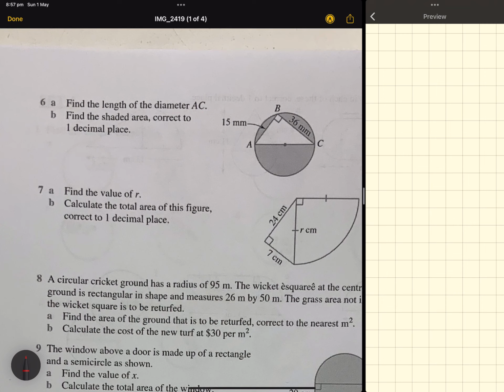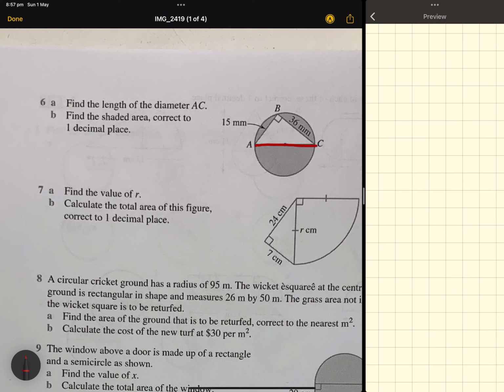For Year 8, Term 2, Week 2. On page 14, we got some more difficult questions that I'm going to go through. So look at 6a, it says find the length of the diameter AC. So AC is this one here, that's the diameter.